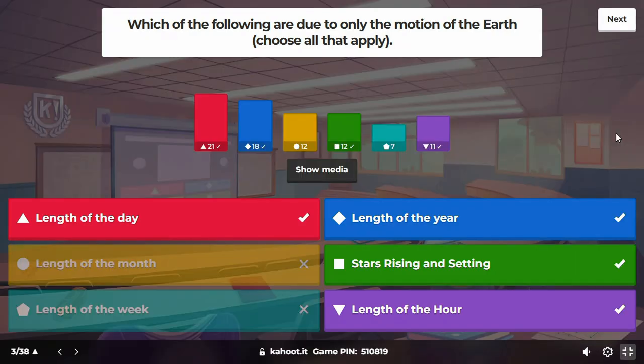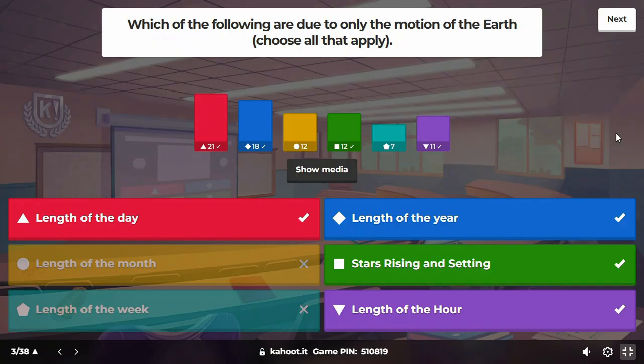Okay, so the length of the day is the Earth rotating on its axis. The length of the year is the Earth orbiting the Sun. Stars appear to rise and set because the Earth is rotating on its axis, and the length of the hour is taking how long it takes for the Earth to rotate on its axis and dividing it by 24 because ancient Egyptians used a base 12 number system.